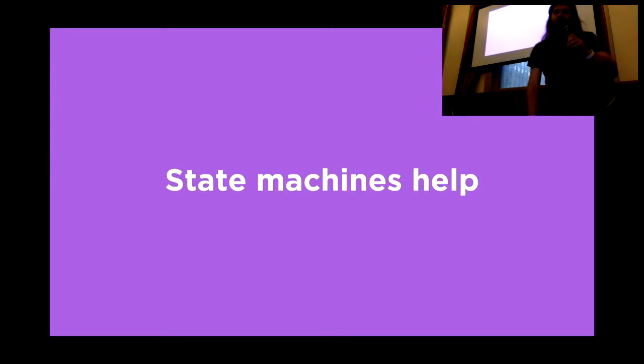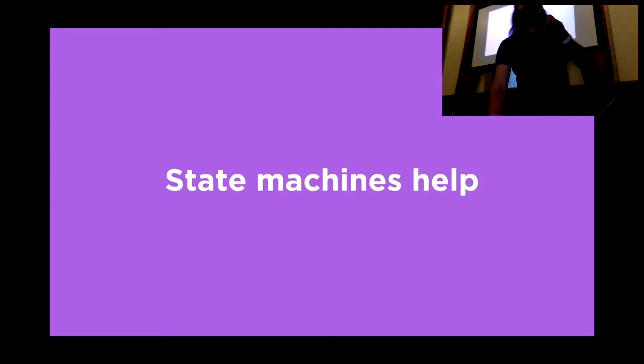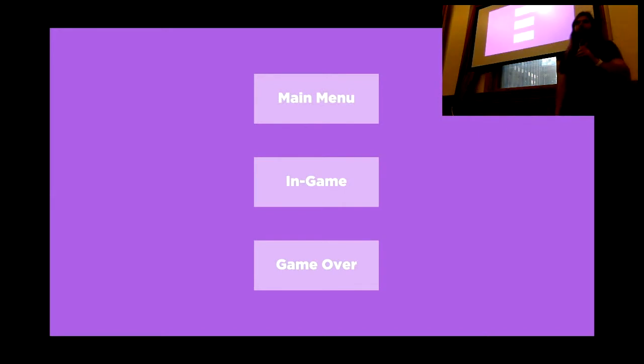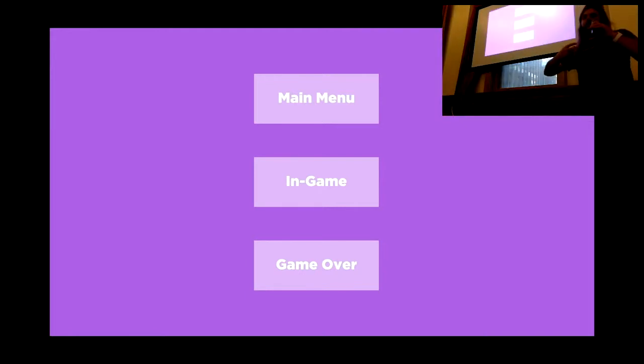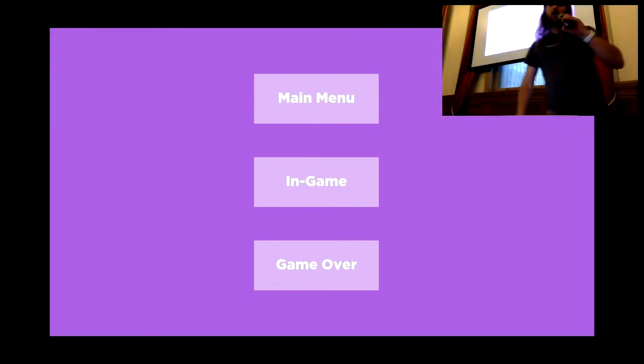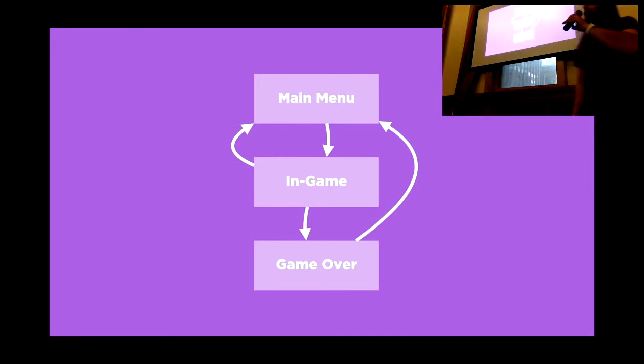I want you to imagine a situation where we have 3 states in our game. We can be in the main menu. We can be in the game itself. We can be in game over, when the game has ended. Going from the main menu straight to game over makes no sense. But we want to be able to return to the main menu from anywhere. That's where it starts to get a little bit complicated. So here's how a state machine can help.